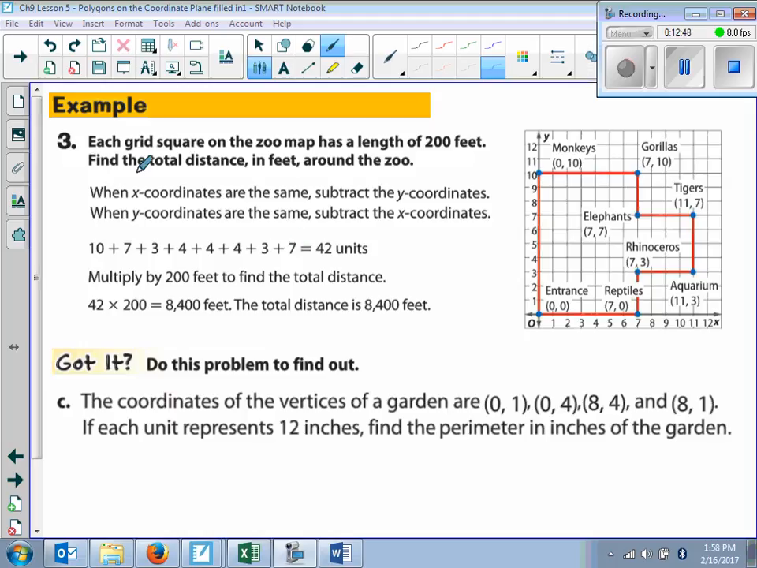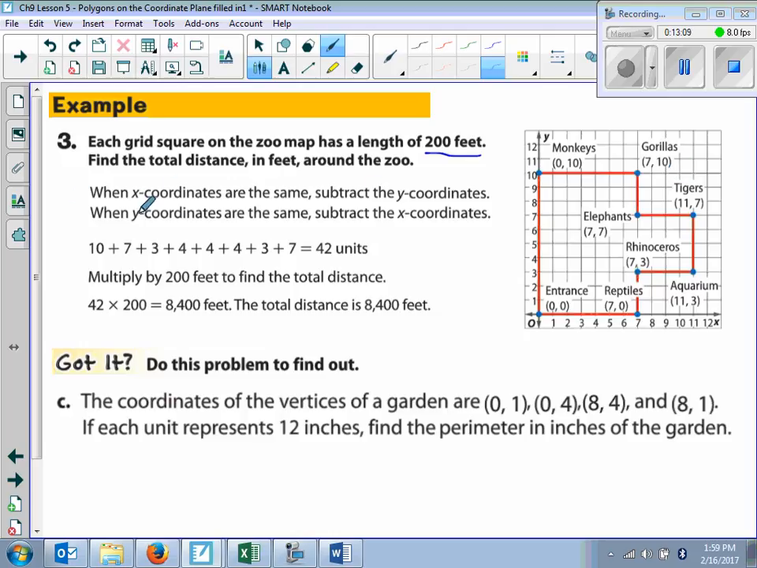On this example, example 3, it says each grid square on a zoo map has a length of 200 feet. So each one of those lengths of the square is equal to 200. So it's 200, 400, 600, 800, 1,000, and so forth. Does that make sense? Okay?